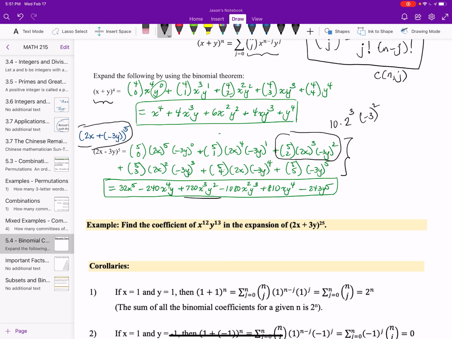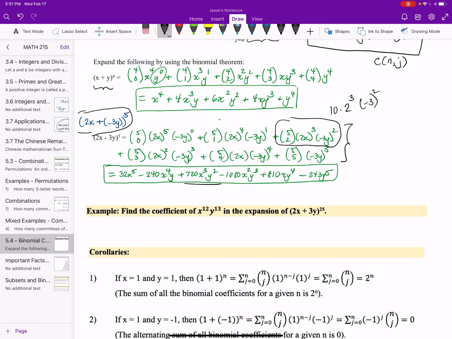But now looking at another example, let's say we have a binomial raised to the 25th. Can we figure out just one coefficient, x to the 12th, y to the 13th? And notice, of course, that those exponents do have to add up to 25. We're not going to get an x to the 12th, y to the 15th out of nowhere. It has to add up to the power. So we know already that that term is going to correspond to this. And the question is, what binomial coefficient is going to go with that? Well, we know the top number is 25.